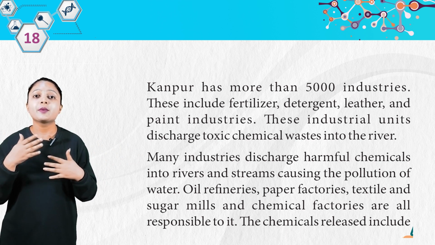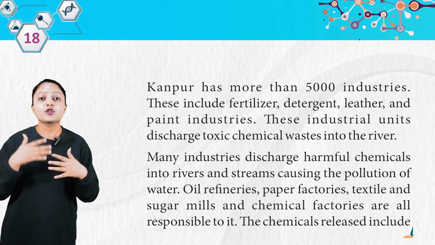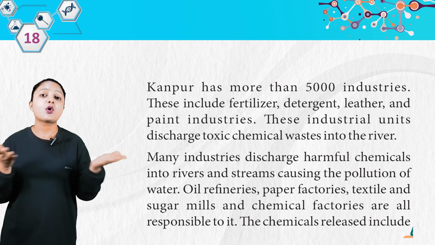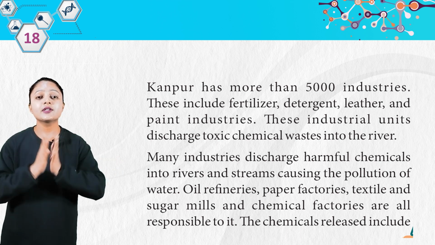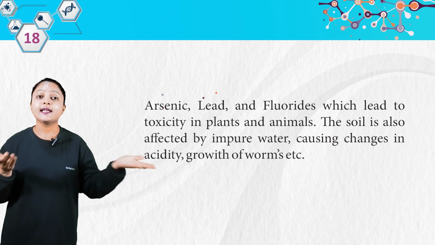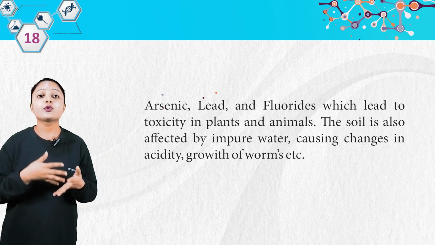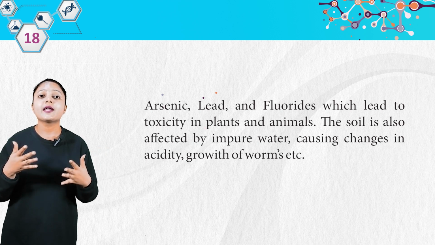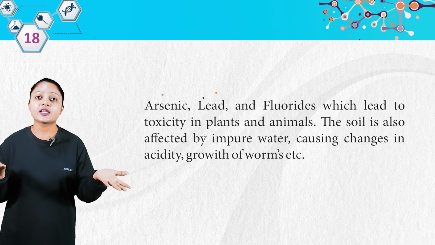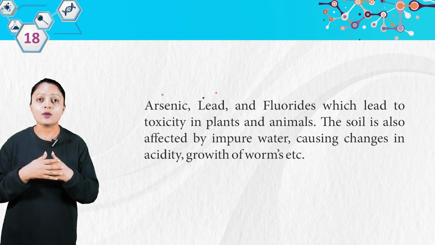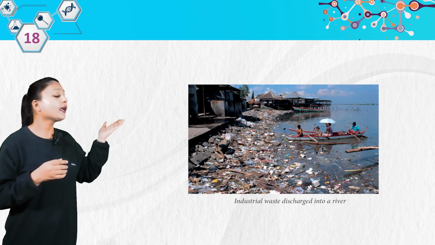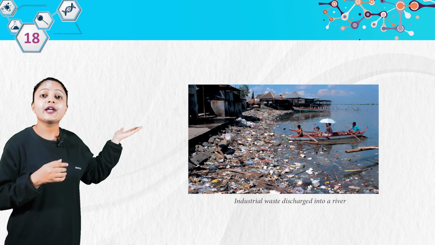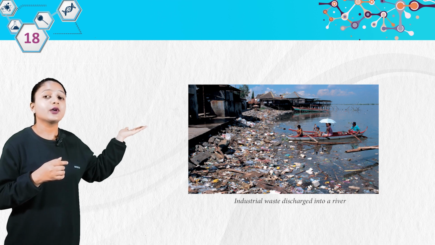Oil refineries, paper factories, textile and sugar mills and chemical factories are all responsible for it. The chemicals released include arsenic, lead and fluorides, which lead to toxicity in plants and animals. The soil is also affected by impure water, causing changes in acidity, growth of worms, etc. Now look at this picture. This is the picture of industrial waste discharge into the river.